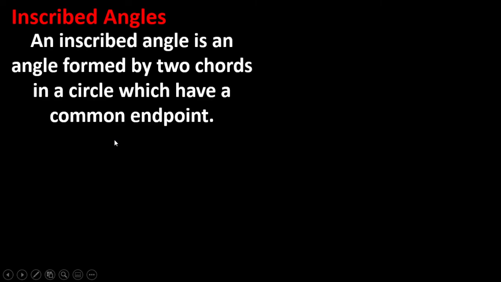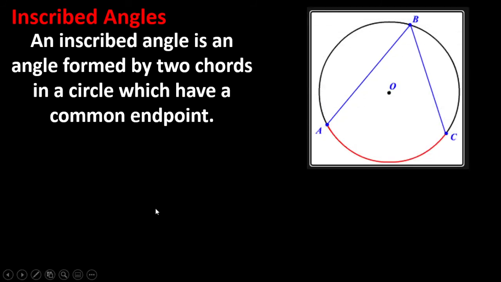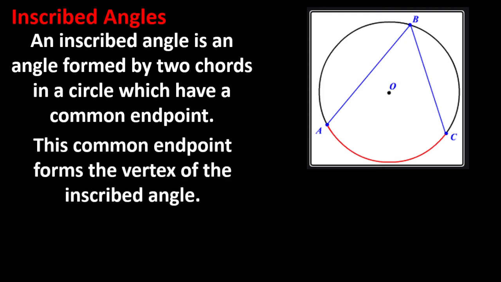Inscribed angles. An inscribed angle is an angle formed by 2 chords in a circle which have a common endpoint. Say this is an example of an inscribed angle. Remember that the common endpoint forms the vertex of the inscribed angle. As you can see, we have 3 points on the circle.